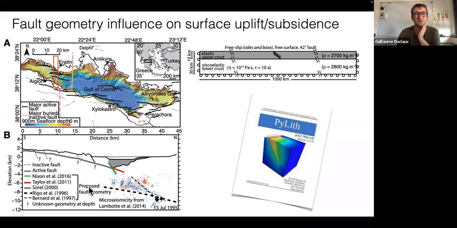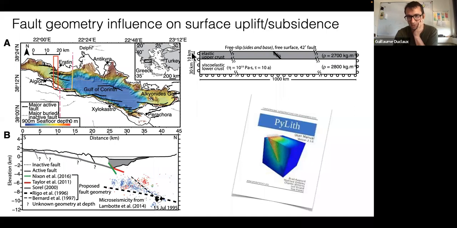So some people, Sorel, for example, have been proposing that you've got a very shallow low-angle normal fault that is running through all Corinth. Some other authors, like Rigaud and others, have been proposing that you've got a shallow angle normal fault, which is at from 3 to 7 kilometer depths. So we wanted to test if we could reproduce the behavior in terms of surface uplift and subsidence in this rift system in a numerical model.